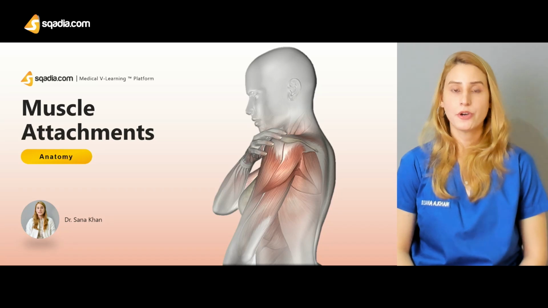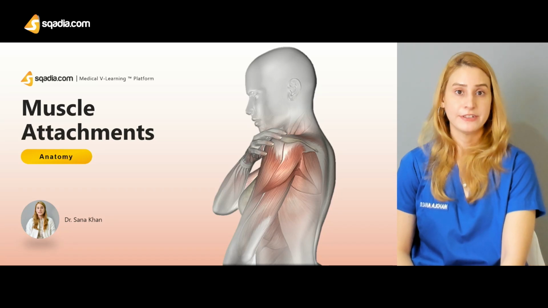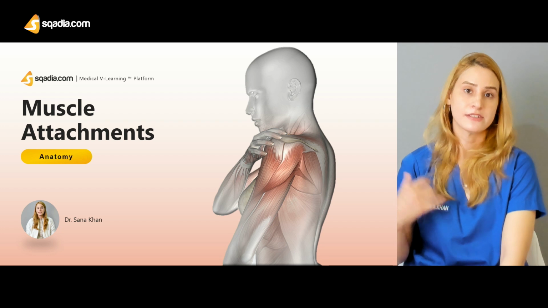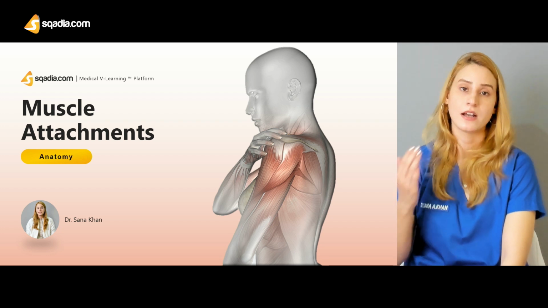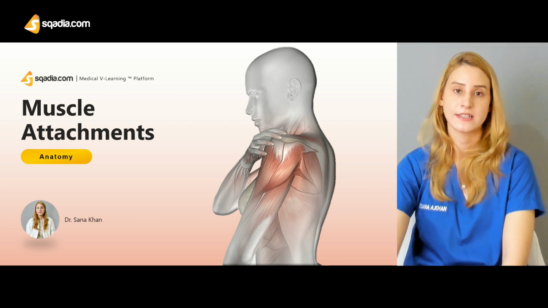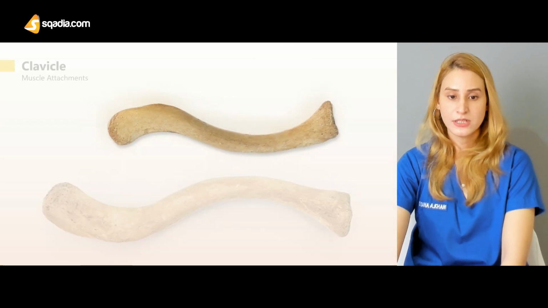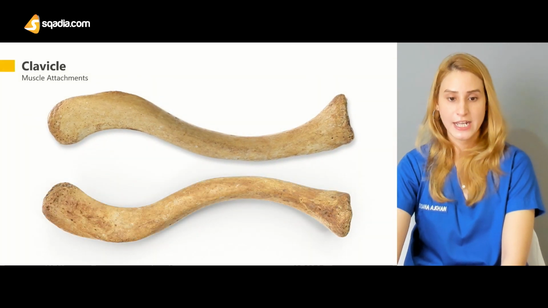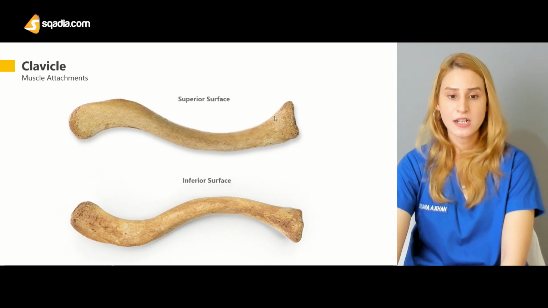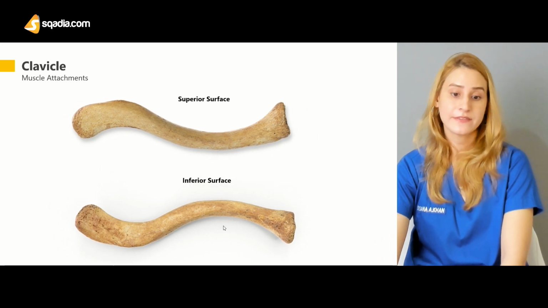Now comes the most important part, which is about the muscular attachments. I already told you that there are some important muscles which have got their origin or insertions on the clavicle. So let's study the muscular attachments. You have the superior surface and the inferior surface.